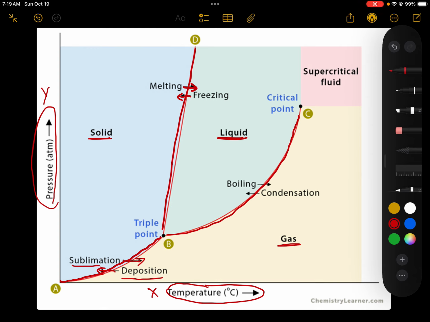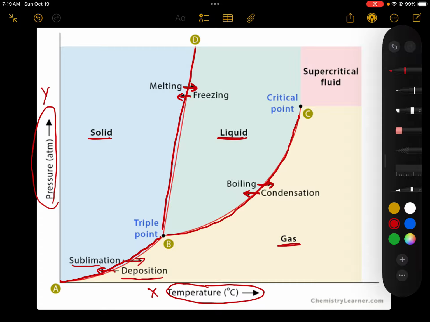If we're over here in liquid state and we move to the right, we could get boiling. Or if we're in gaseous state moving to the left, we could get condensation. So again, the lines represent the delineation between phases, and depending on the direction you're moving, you can identify what phase change might be happening.